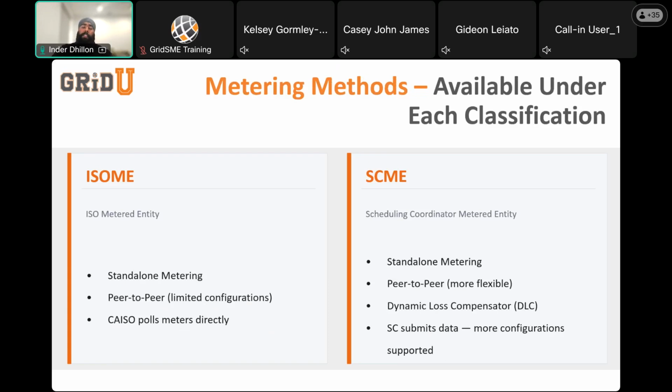The key difference is that DLC, dynamic loss compensation, is only available under SCME. This is because DLC involves an RTAC performing complex calculations, which means that CAISO won't have any visibility into the meters, so it's an external signal to the meter, and that falls under SCME. SCME also generally offers more flexibility in how peer-to-peer is configured. Under ISOME, CAISO needs to be able to pull the meters directly and interpret the data without additional processing from the SC.